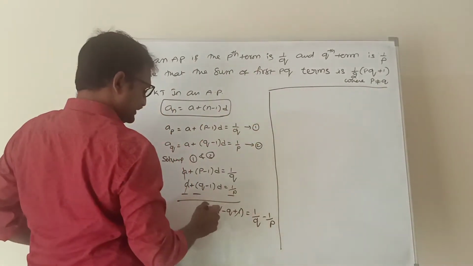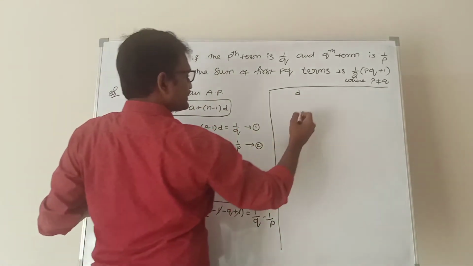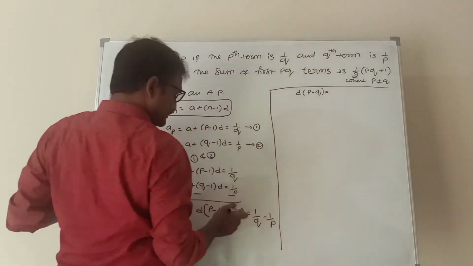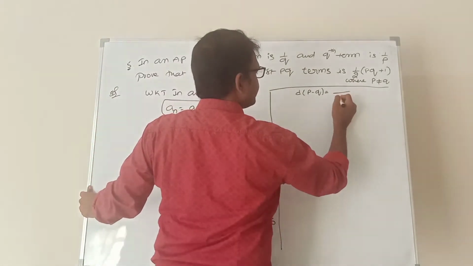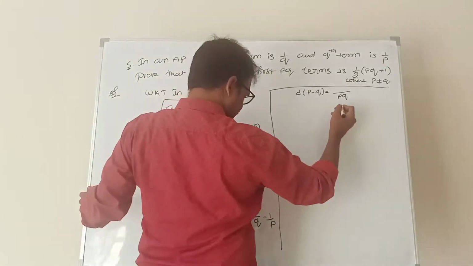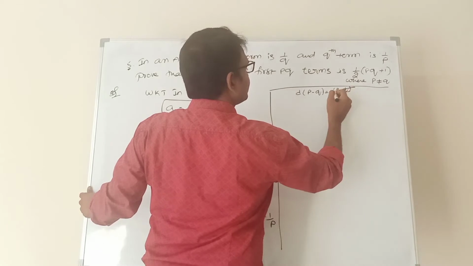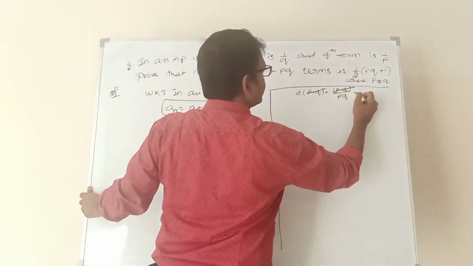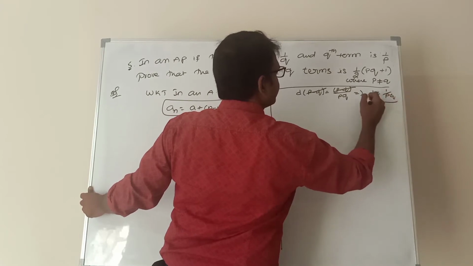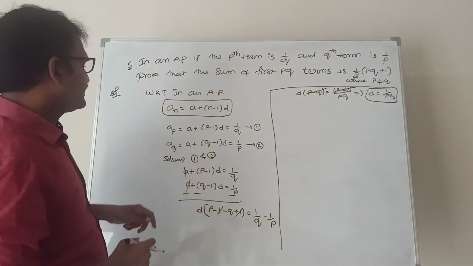Next, d into p minus q is equal to, LCM is pq, p minus q. P minus q gets cancelled. Therefore d is equal to 1 by pq. We got the d value. The common difference is 1 by pq.